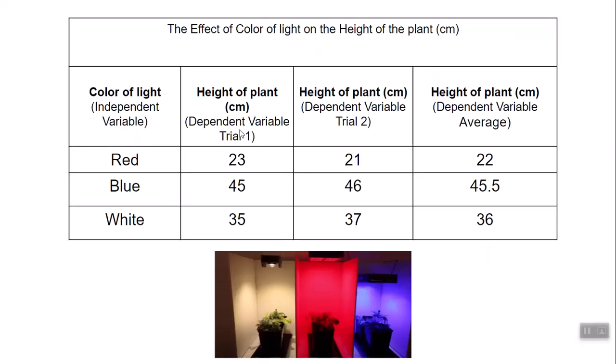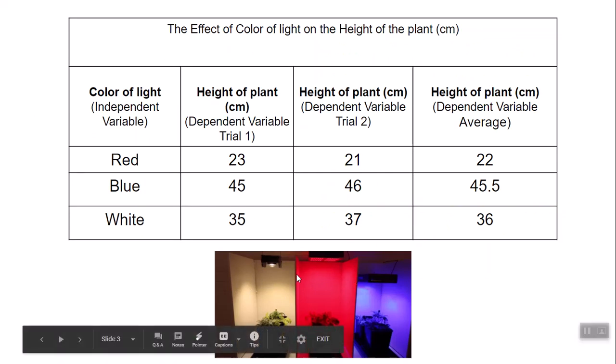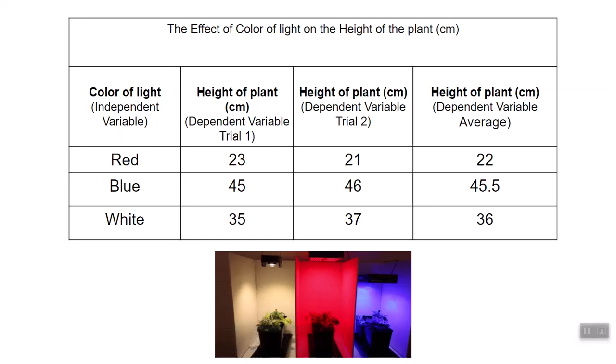So here our experiment is the effect of the color of the light on the height of the plant. So you have the setup pictured below. You have a white light, a red light, and a blue light, all on the same types of plants. What the experimenter is controlling, or the independent variable, is the color of the light, red, blue, and white, and then it is affecting the height of the plant. So when the plant is exposed to different lights, the plant will grow to different heights.